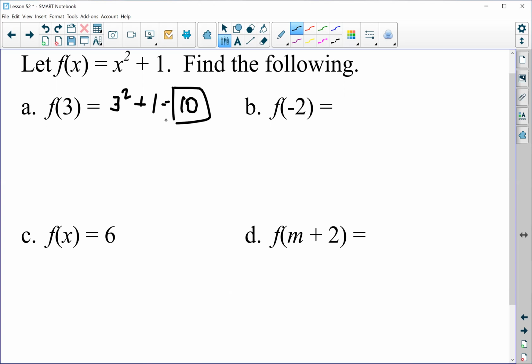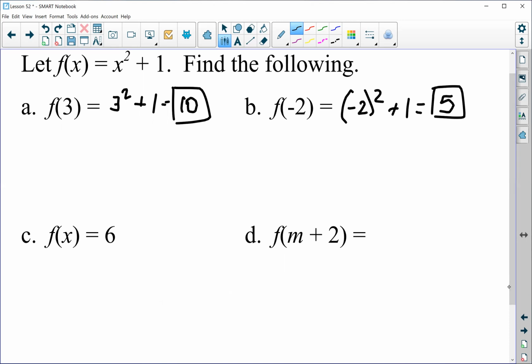Same thing for f of -2, plug -2 in. Now, if you use a calculator, you would need to make sure the -2 went in parentheses, because we're squaring whatever x is, in this case, x is -2. If you didn't use parentheses, what your calculator would do is square the 2 and then make it negative. That's not what we want. So this one is 5. Excellent.